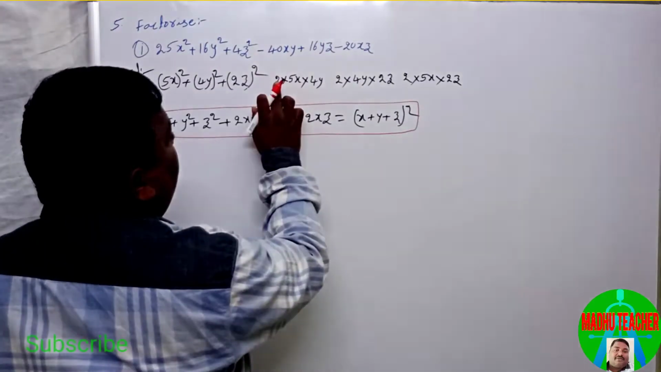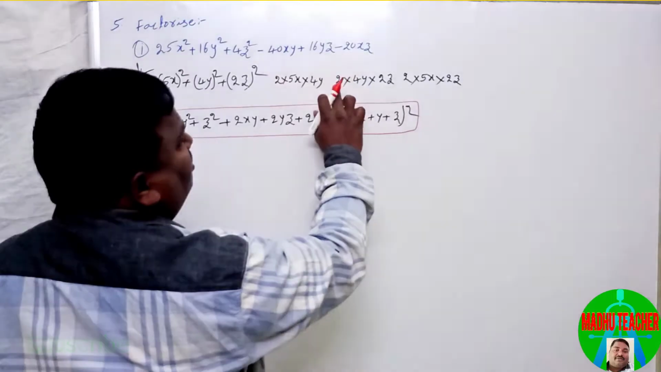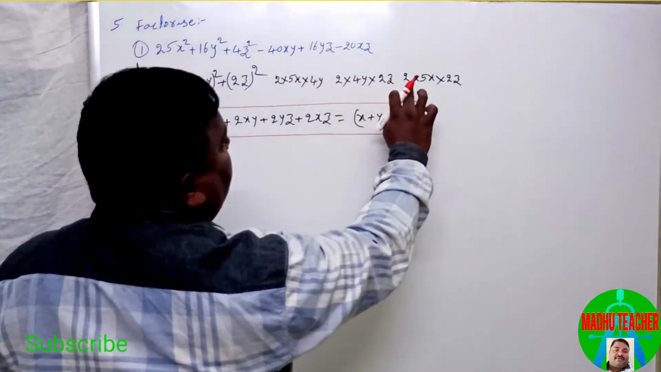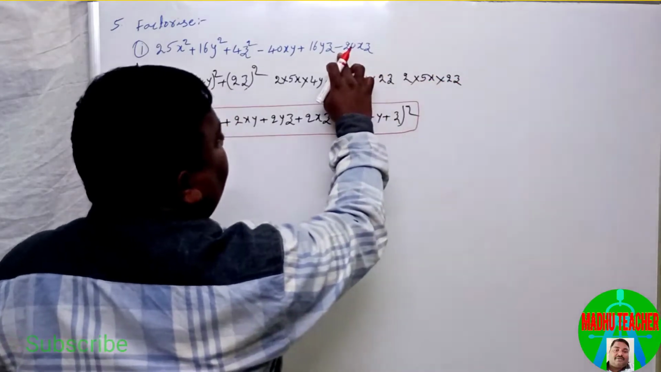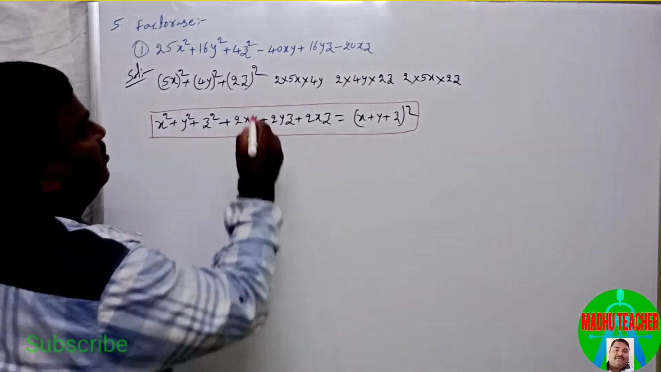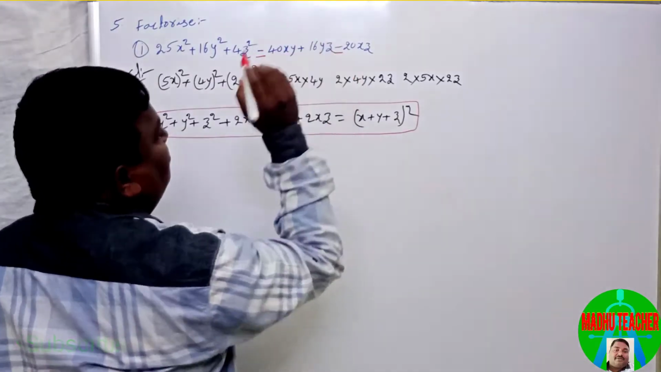Let us see. 2 5s are 10, 10 4s are 40xy, 40xy, okay. 2 4s are 8, 8 2s are 16yz, it's okay. 2 5s are 10, 10 2s are 20xz, this is also okay. But we have minus here, and here also we have minus.